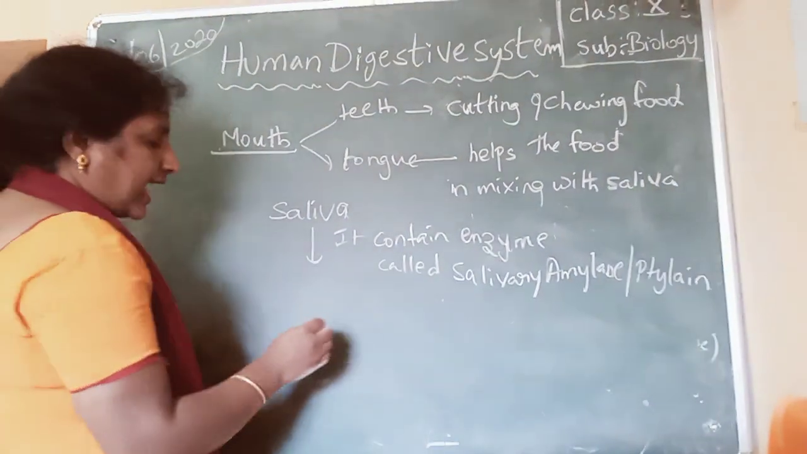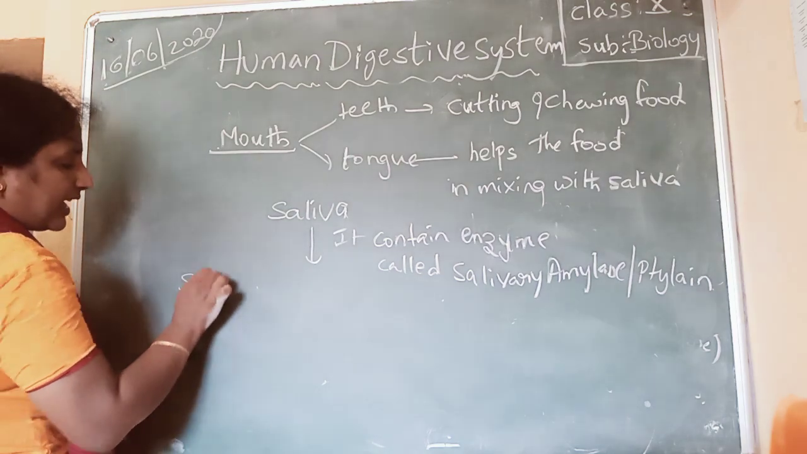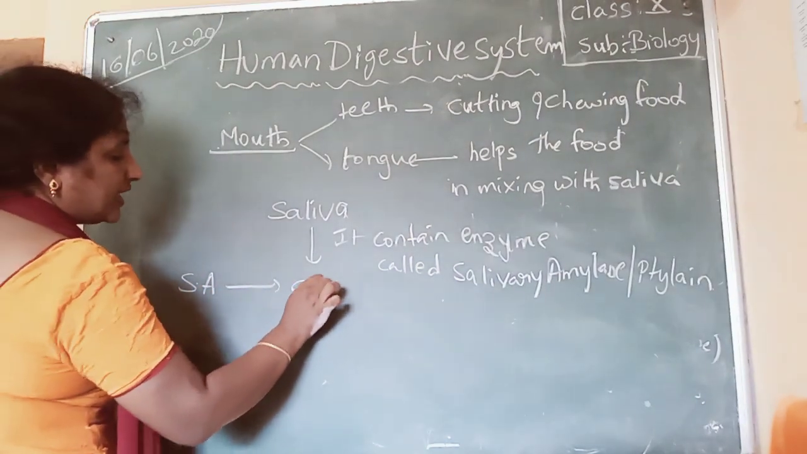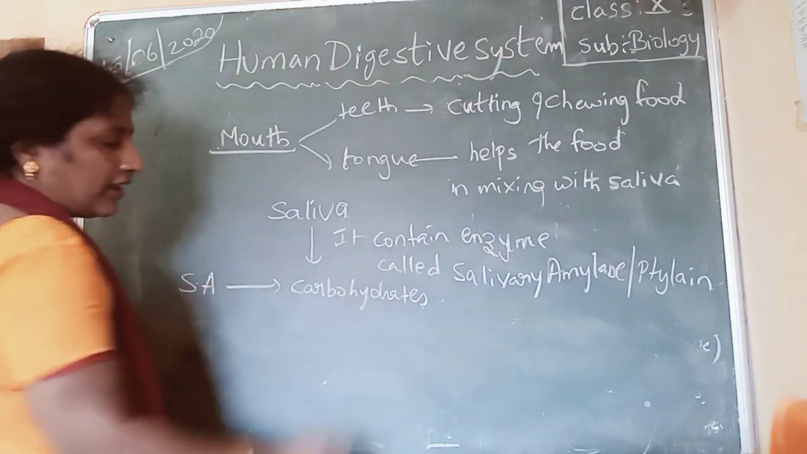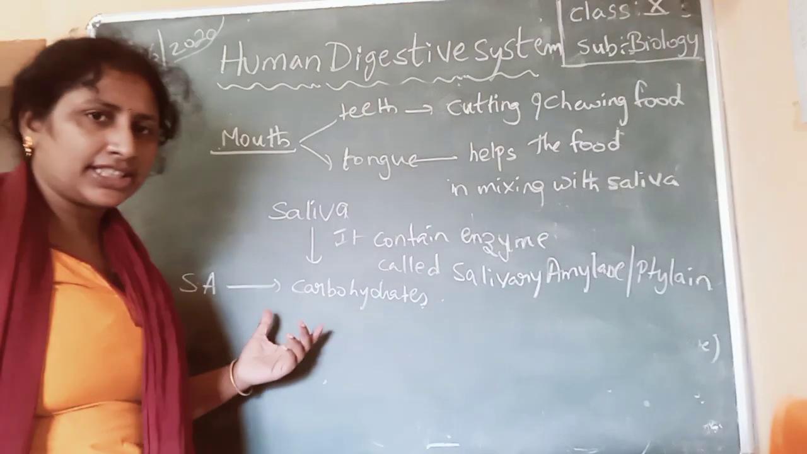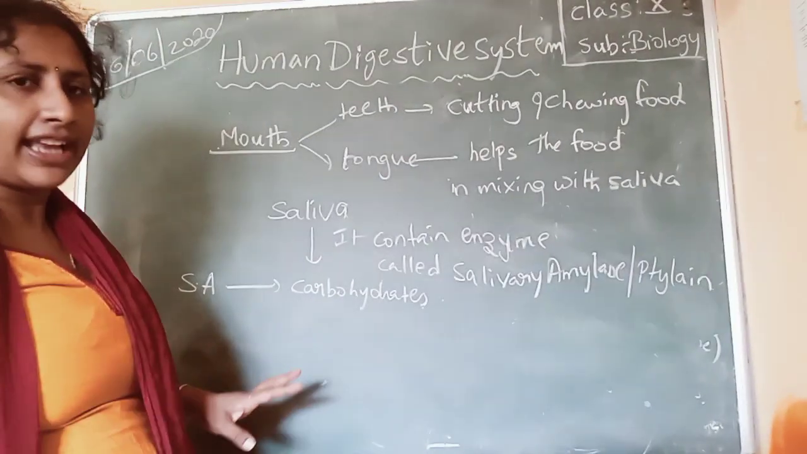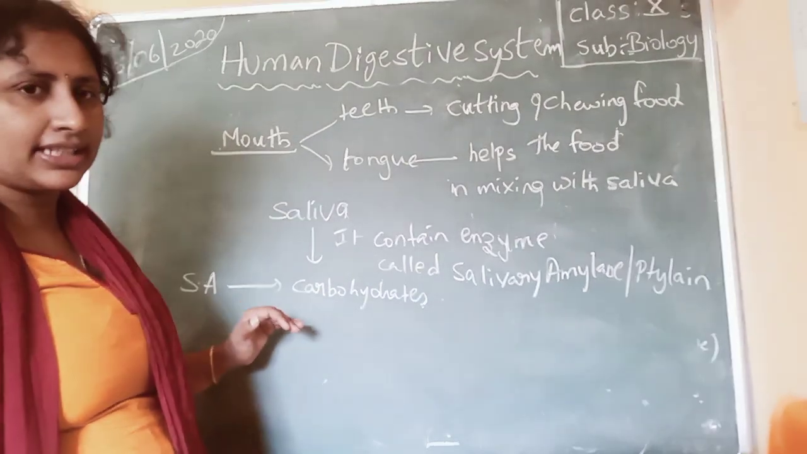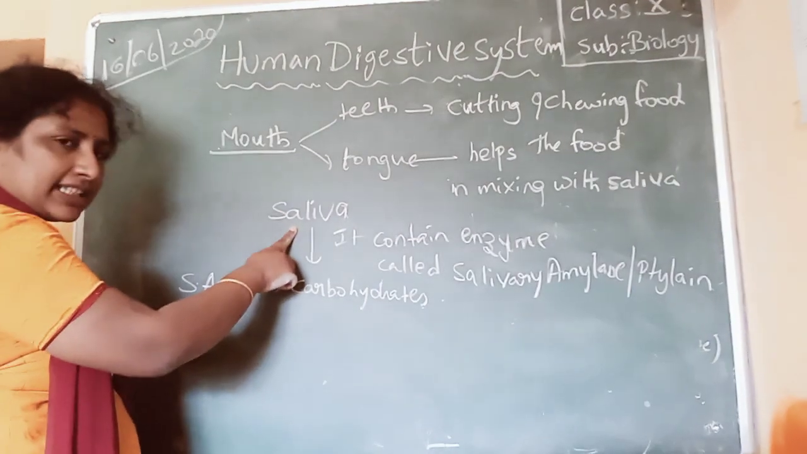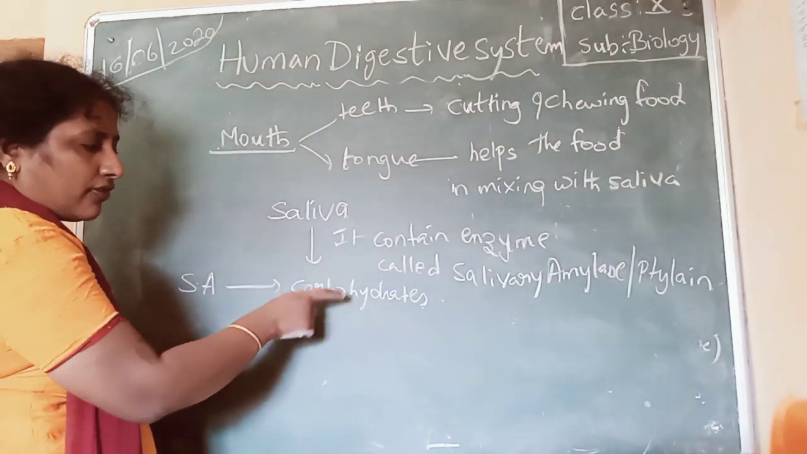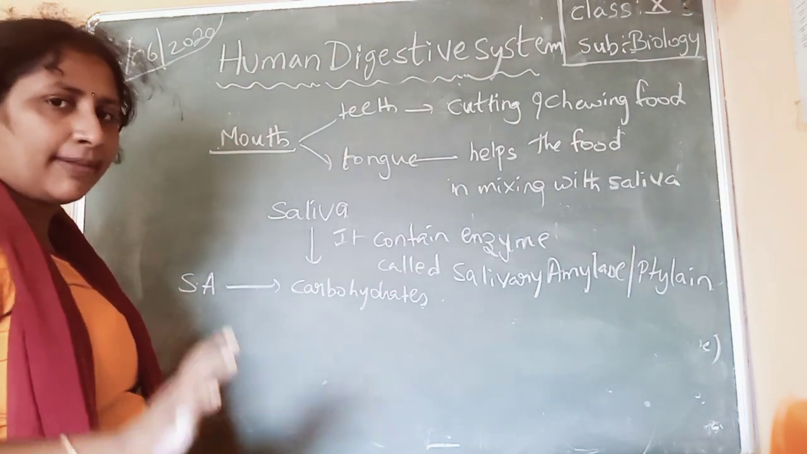It starts digesting the carbohydrates present in the food. So salivary amylase acts on carbohydrates present in the food, and the digestion of carbohydrates starts in the mouth. Proteins and fats are not digested. Only carbohydrate digestion starts in the mouth. So this entire thing happens in the mouth.